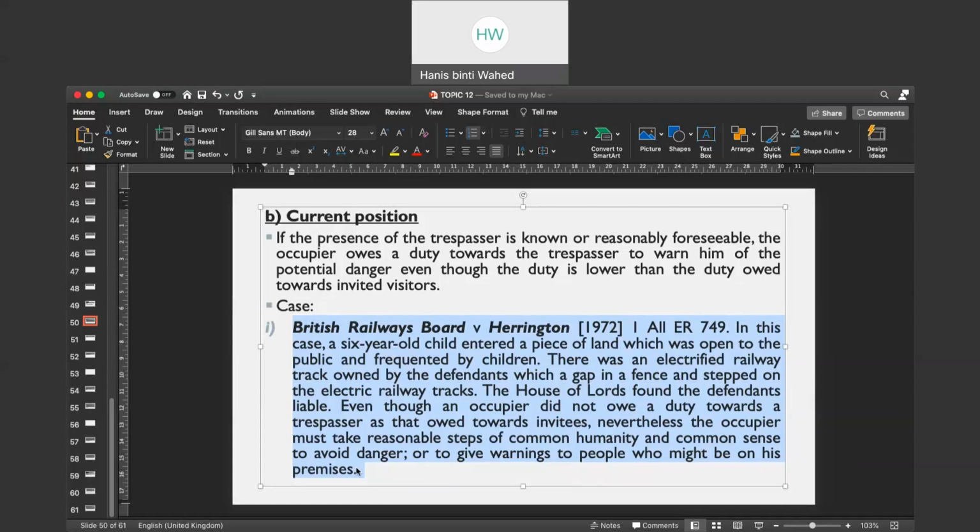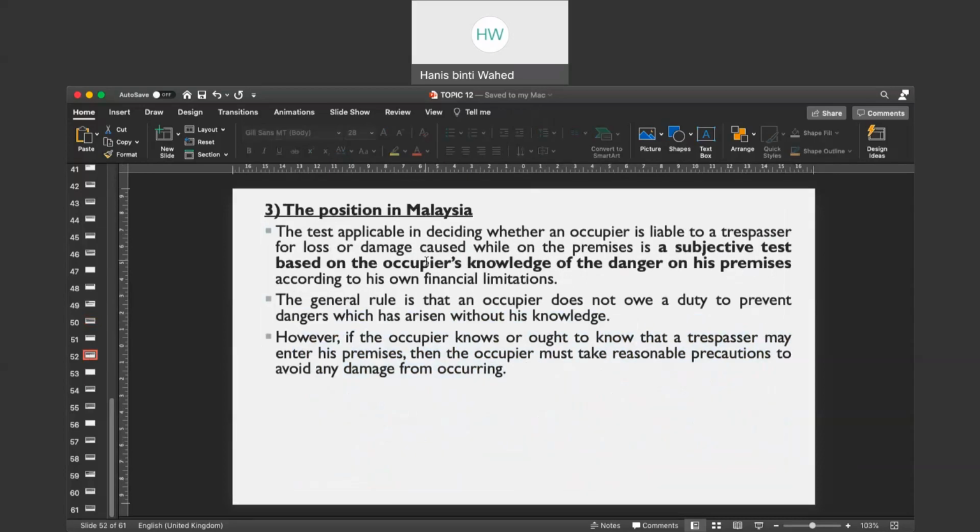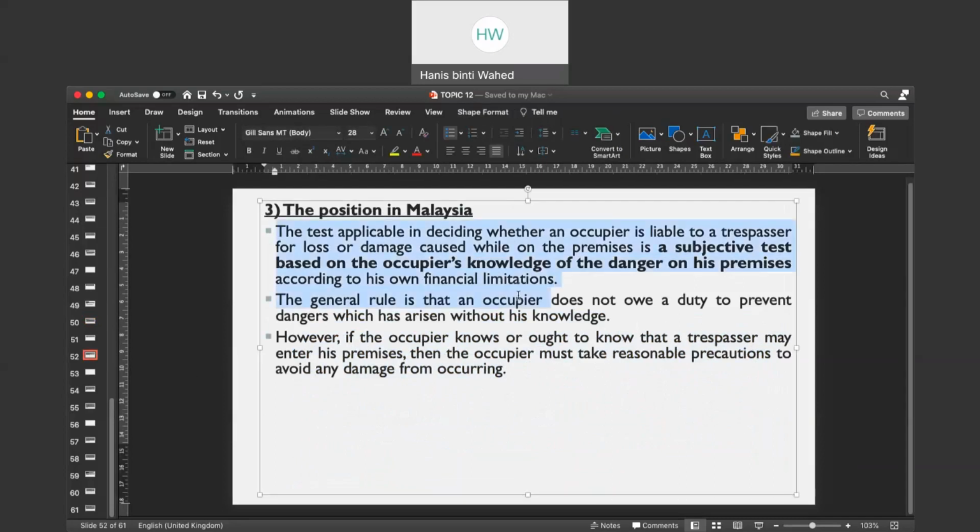Okay. And if you look at the position in Malaysia, the test applicable in deciding whether an occupier is liable to a trespasser for loss or damage caused while on the premise is a subjective test based on the occupier's knowledge of the danger on his premises according to his own financial limitation. The general rule is that an occupier does not owe a duty to prevent dangers which have arisen without his knowledge. However, if the occupier knows or ought to know that a trespasser may enter his premises, then the occupier must take reasonable precaution to avoid any damage from occurring. This is the position in Malaysia.